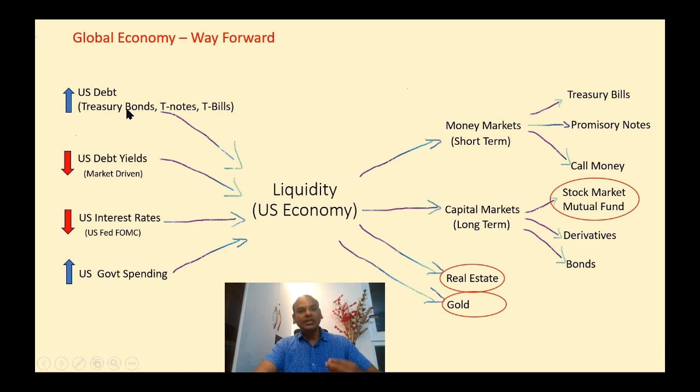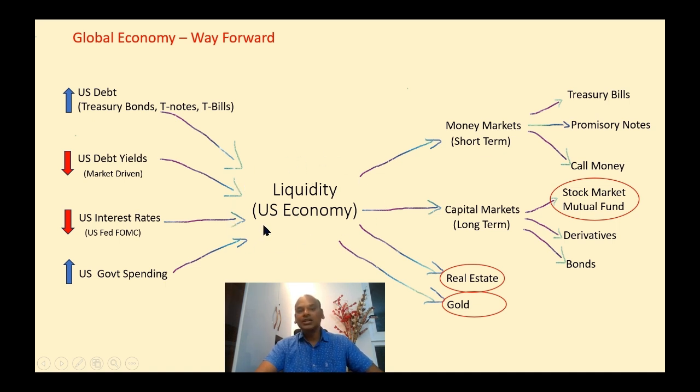As the debt is increasing, the liquidity is increasing because there is a lot of money being pumped into the market. The bond yields are going down, which means the cost of servicing debt is decreasing, and that means more money available for pumping into the market. Interest rate reduction means people will take more loans, and banks will give more loans. And then when US government spending increases, obviously that money will be given to contractors, and a lot of money will come into the market.